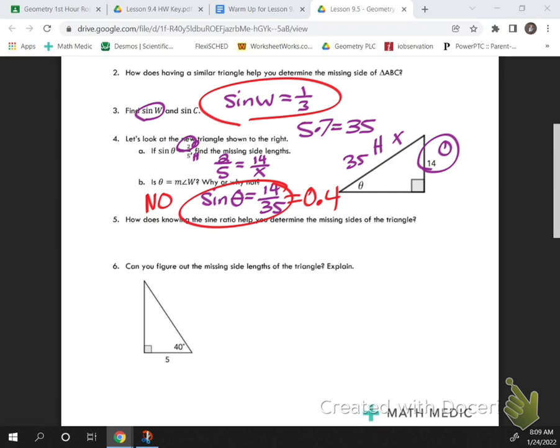Do we see why those triangles are not similar? Because the angles will not be the same. The corresponding sides are not proportional. Number 5, how does knowing the sine ratio help you determine the missing sides of the triangle? How could I figure out this side now? Yes, what equation will we set up? What is it?